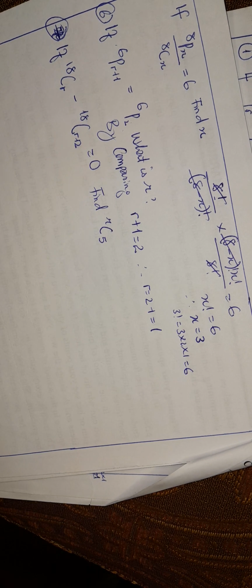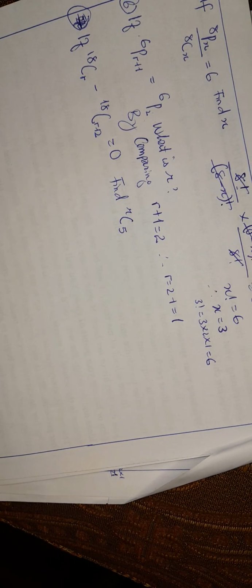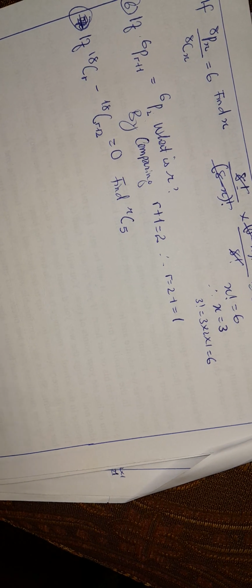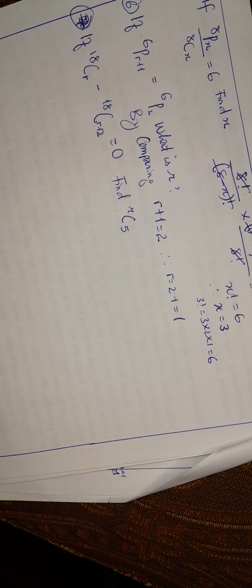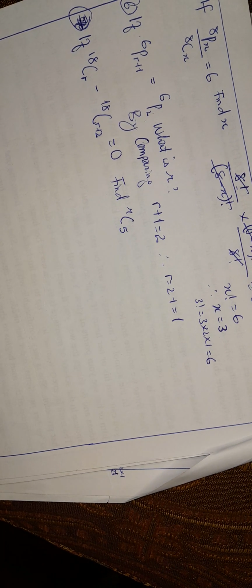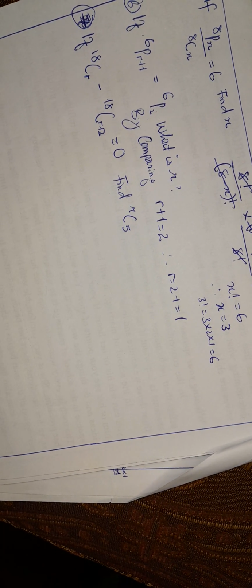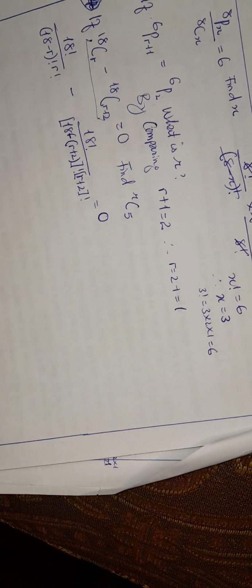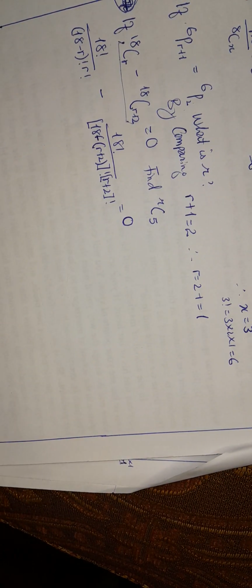Right, question 7. If 18 combination r minus 18 combination r plus 2 equals 0, find r combination 5. So it means we're looking for r. I already gave the formula for combination in the initial video, so we just go straight to the point and expand the left hand side. This is what the expansion will look like.